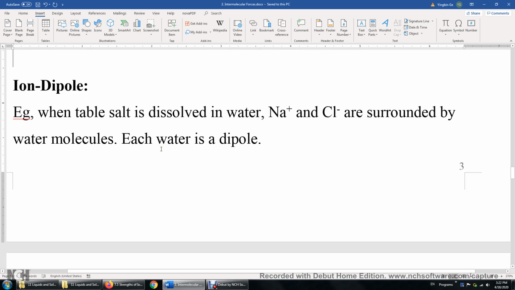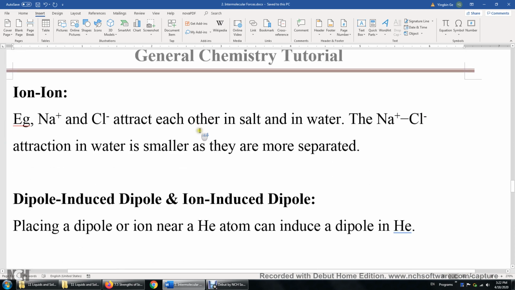If we dissolve table salt in water, each sodium plus ion is surrounded by many water molecules. Same for this chlorine minus ion. And each water is a dipole, and there is attraction between sodium plus and its surrounding water molecules. There is also attraction between chlorine minus and the surrounding water molecules.